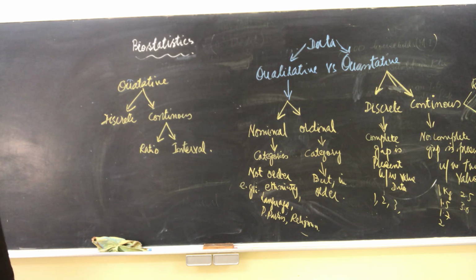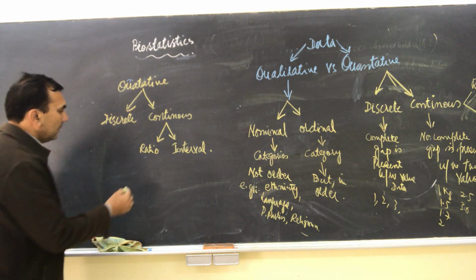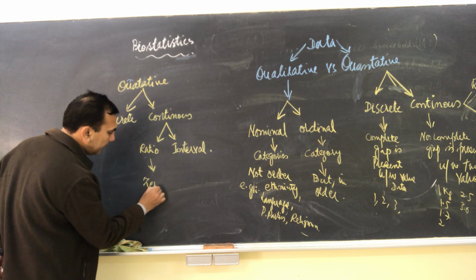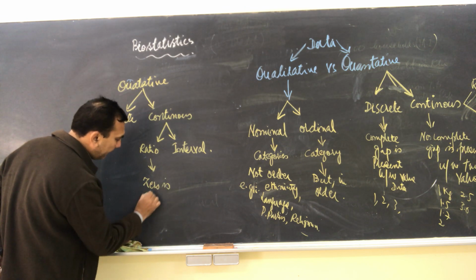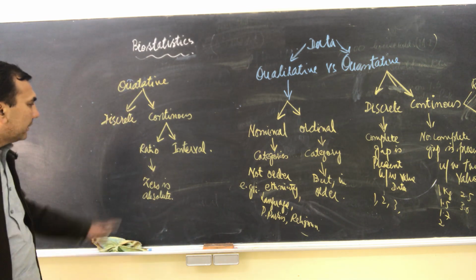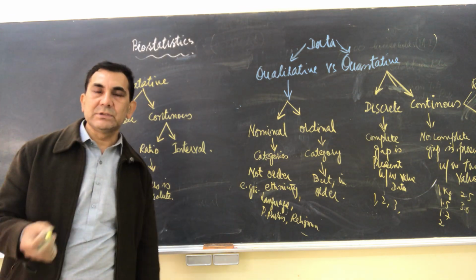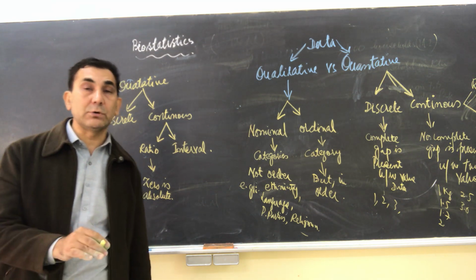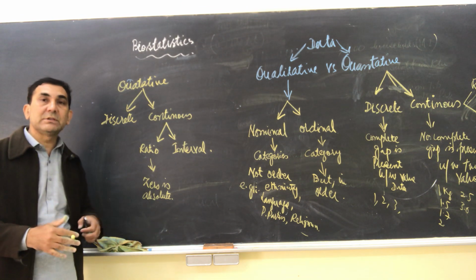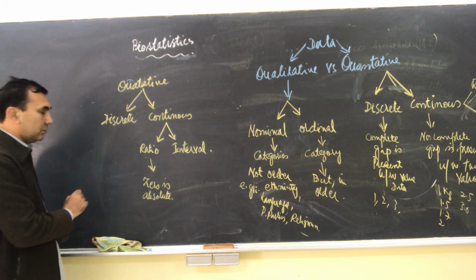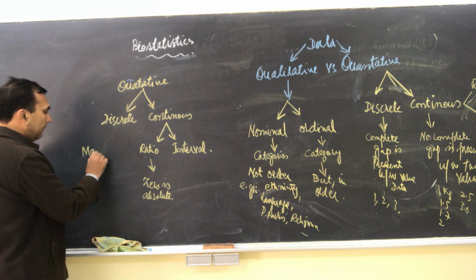Now what is the ratio and what is the interval? In the ratio, the zero is an absolute zero. In the ratio, the value of zero is always absolute zero. It means if it is zero, no value is there. Just like the male and female ratio.